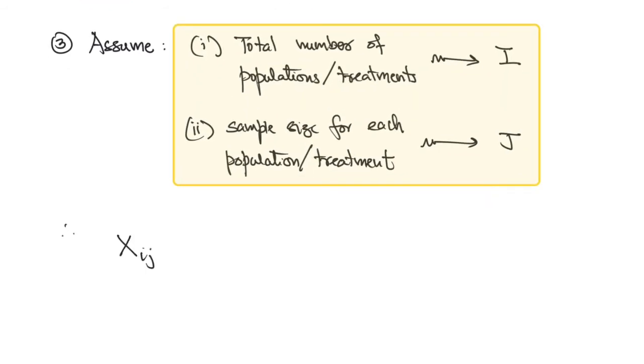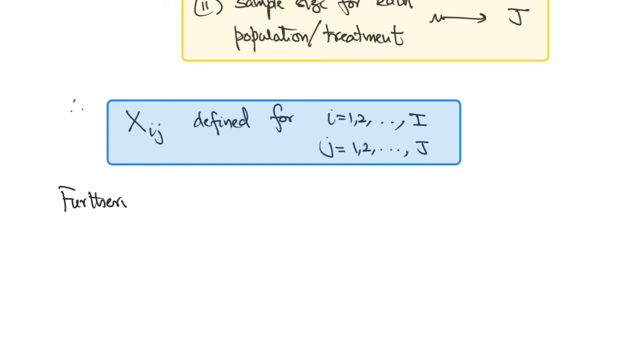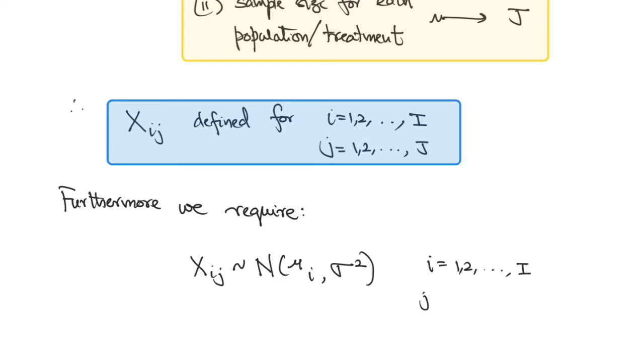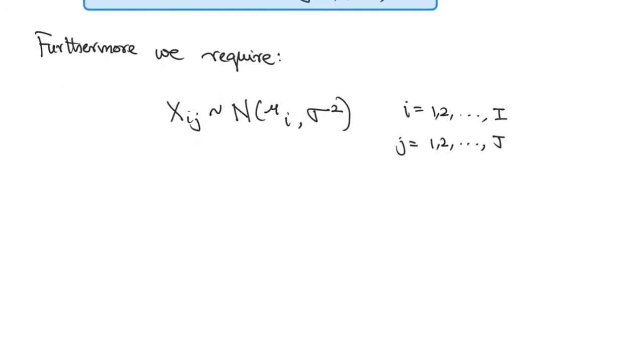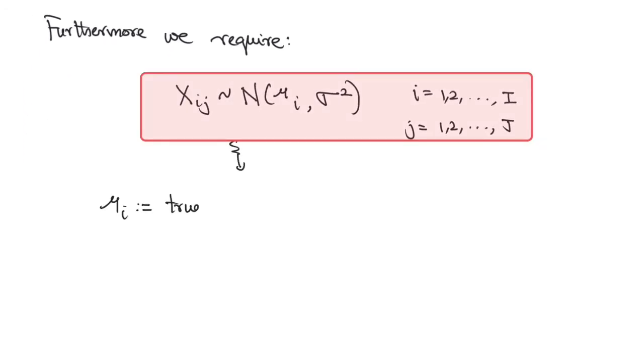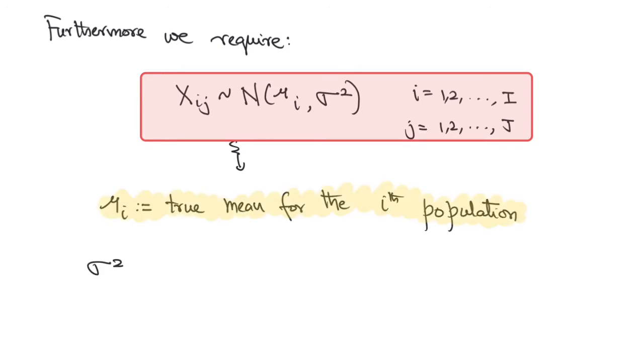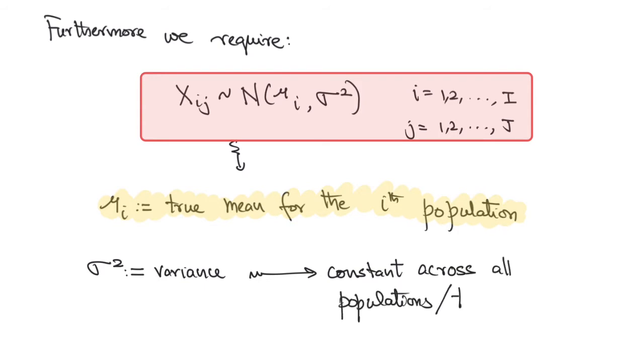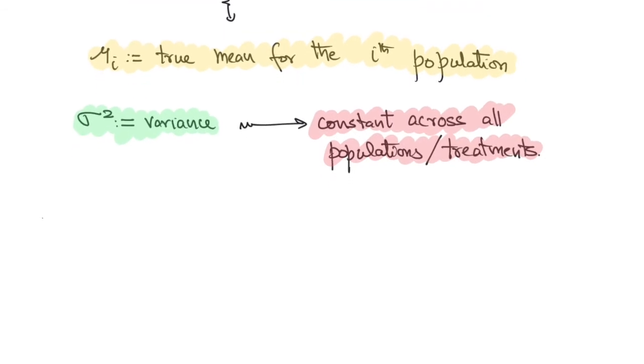As a result, the random variables Xij are defined for all values of i between 1 and capital I and values of j between 1 and capital J. Furthermore, we will require the very important assumption on the distribution of the Xij's, which will be a normal distribution with mean mu i and variance sigma squared. Mu i is the true mean for the ith population or the ith treatment response, and sigma squared is the variance, and this remains constant across all populations or treatment responses.